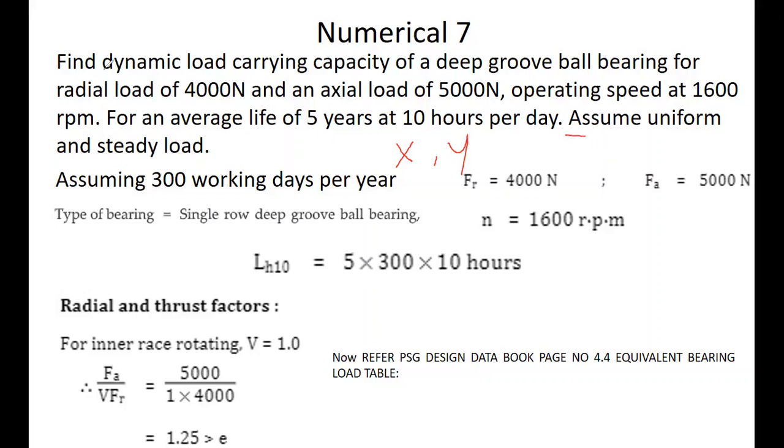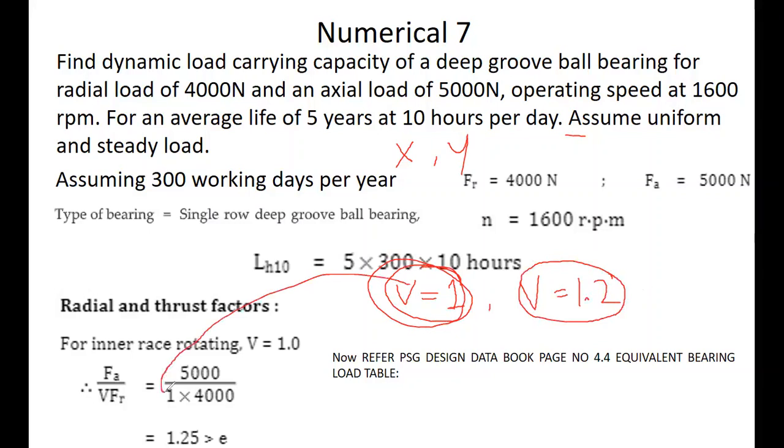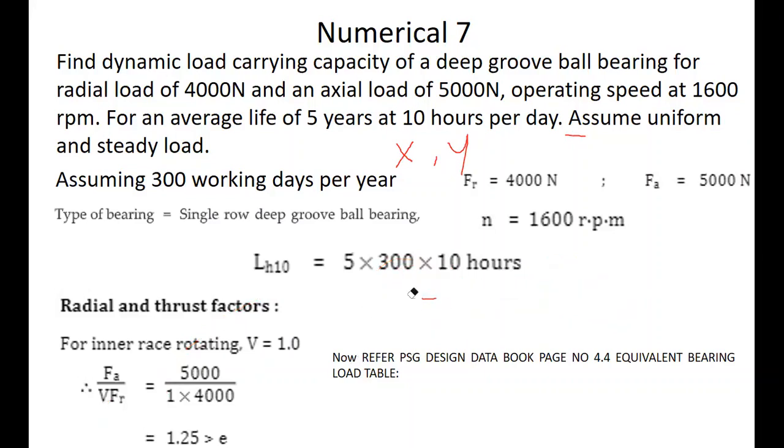Suppose we assume here nothing is mentioned regarding V, race rotation factor. Previously also I have told you, we will assume race rotation factor V as 1 if inner race rotates, and we will assume V as 1.2 if outer race rotates. Here it's not written outer race rotates, so we will assume V as 1, that is inner race rotates. Right? So how to find out the value of X and Y? We are going to find out the value of X and Y from the PSG design data book.